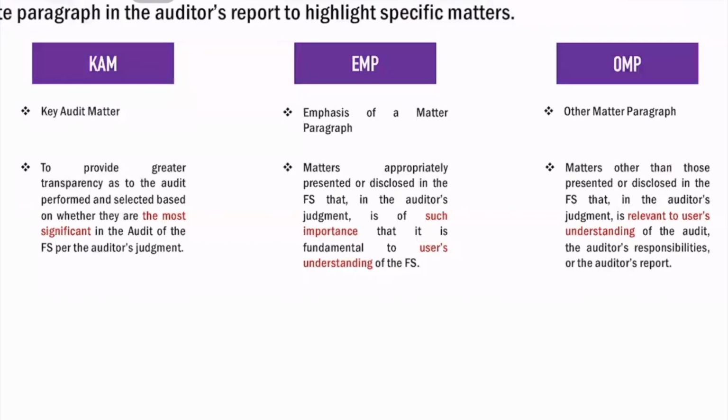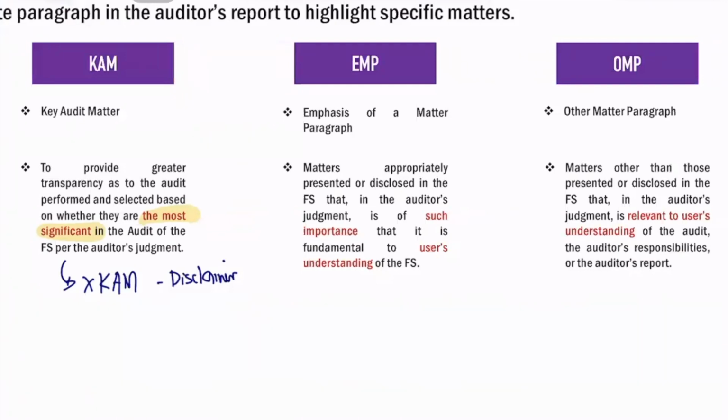So in your key audit matter, it provides greater transparency as to the audit performed and selected based on whether they are the most significant in the audit of the SFS per the auditor's judgment. Take note again, there will be no key audit matter paragraph in a disclaimer of opinion. Why again? Because you cannot consider anything as significant because there is no sufficient appropriate evidence. Since there's no evidence, you cannot tell anything that is considered significant. So in key audit matter, the most significant.